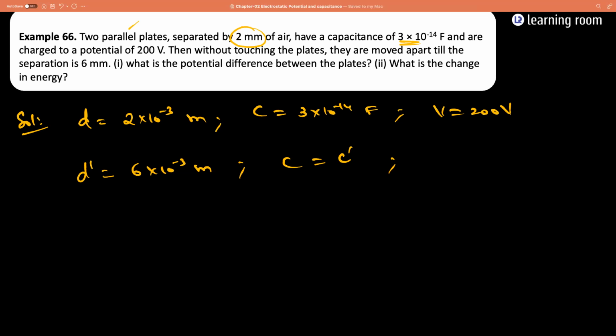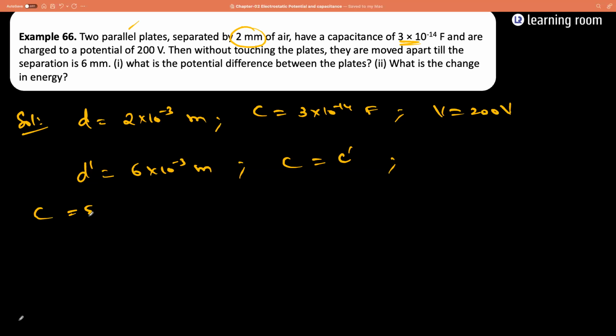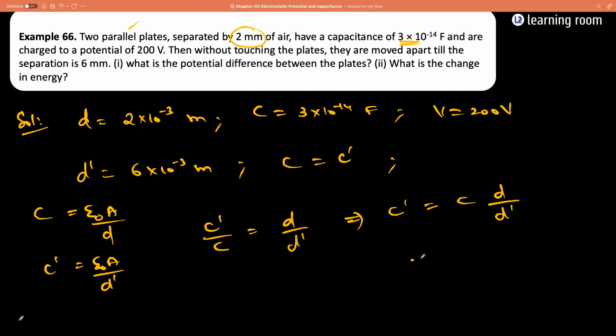Yeah, sir. So C2, we can calculate as C1 into D1 upon D2, and then we can proceed. That's right, because C1 will be equal to epsilon naught A by D, and C dash will be epsilon naught A divided by D dash. So C dash by C is equal to D by D dash, which implies C dash is equal to C into D by D dash. This is what you told.